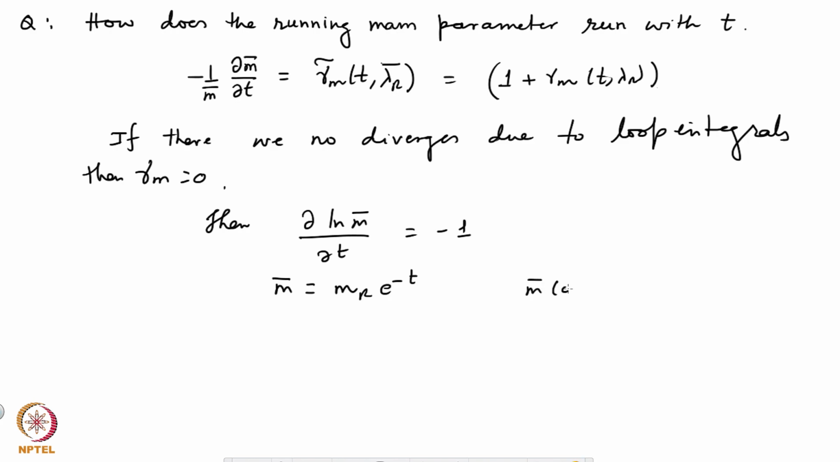Where I have used the boundary condition, or let me make it clearer, m̄ at t equal to 0 is m_R. Remember, that was the boundary condition we had supplied together with the defining differential equation for m̄. So when you use it, you get this as the solution.